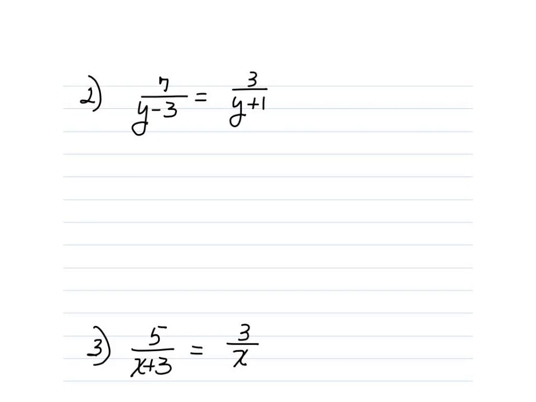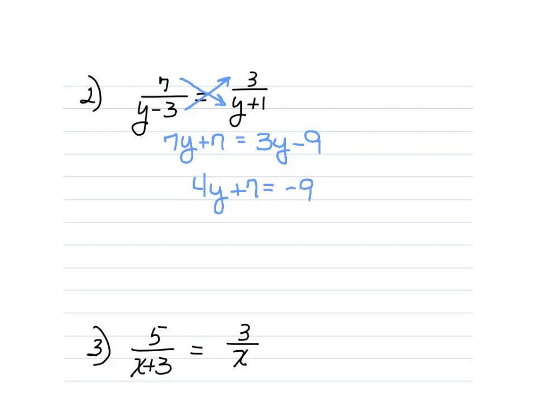Number 2. 7 over y minus 3 is equal to 3 over y plus 1. Let's cross multiply. We have 7y plus 7 is equal to 3y minus 9. Again, we will solve for y. So let's subtract 3y from both sides. And let's subtract 7 from both sides. And let's divide by 4.